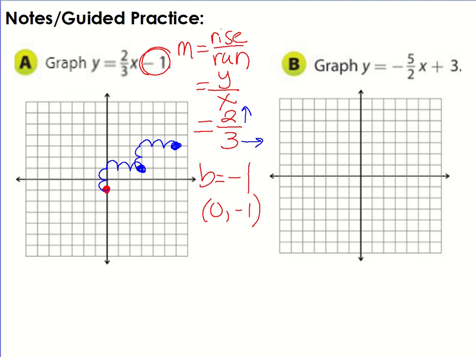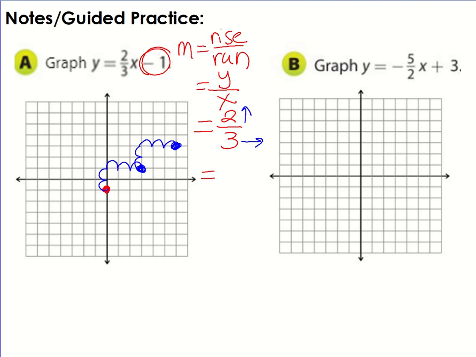Now, with our slope, we can actually go either direction. So I kind of ran out of room. I'm going to rewrite this. I apologize. I'm going to write this down here so I can write my slope again.